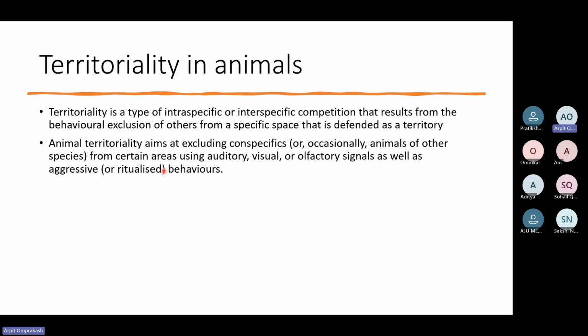Right. Then we talked about territoriality, which is another behavior that is shown in animals. It's a type of intraspecific and interspecific competition that results from behavioral exclusion of others from a specific space that is defined as a territory. Animal territoriality excludes conspecifics, or occasionally animals of other species, from certain areas using auditory, visual, olfactory signals as well as aggressive behaviors.